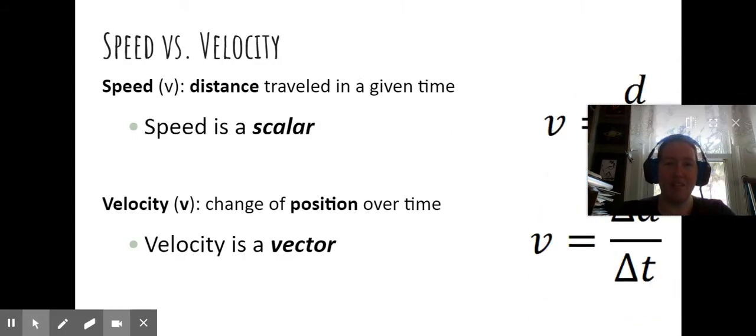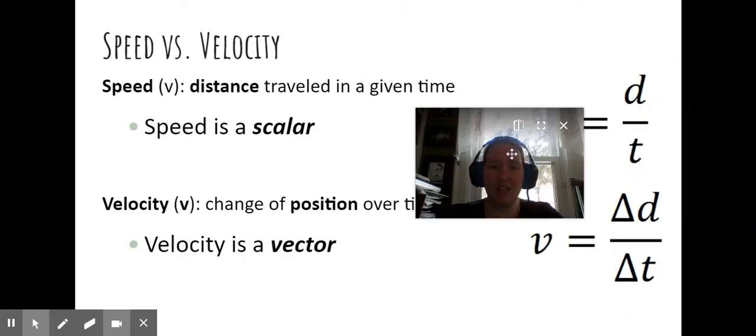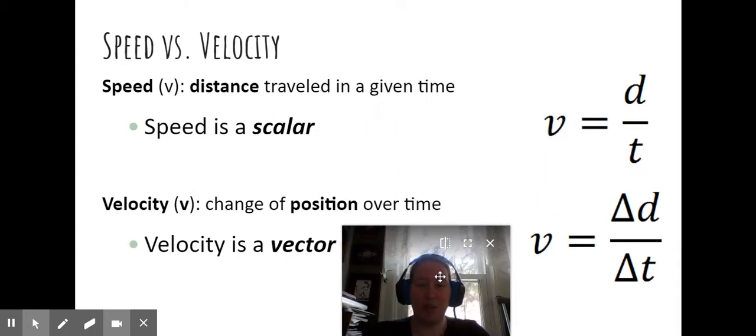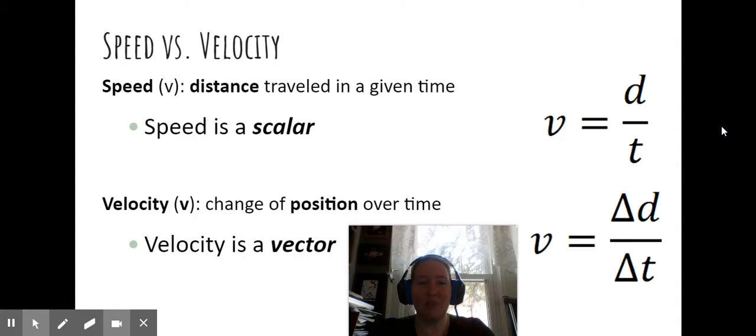All right. So now we're going to talk about speed and velocity. Speed is represented by a lowercase v, and speed is the distance traveled in a given time. So it's a scalar, and it's represented by this equation, v equals d divided by t. So speed is distance divided by time. Time we always give in seconds, and distances are always given in meters, recalling our standard scientific units that we discussed last week.